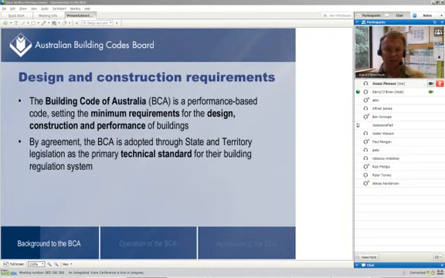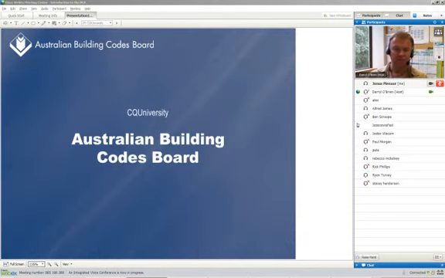Okay. Now, the BCA is a performance-based code setting minimum performance requirements for the design, construction and performance of buildings. By agreement, the BCA is adopted through state and territory legislation as the primary technical standard for their building regulatory system. So this is from COAG, the Council of Australian Governments. So they all get together, all the states, and they've decided that the BCA is the way to go, which makes sense. It's sensible to have one uniform standard for design and construction throughout Australia. So that's the background of the BCA.